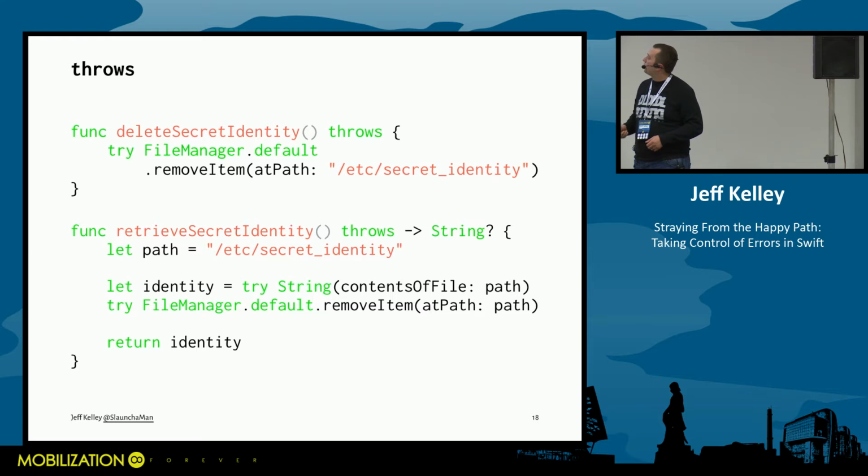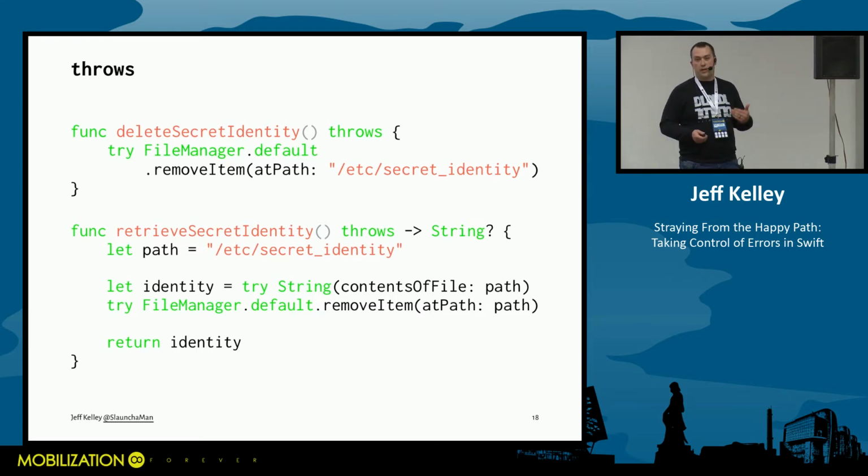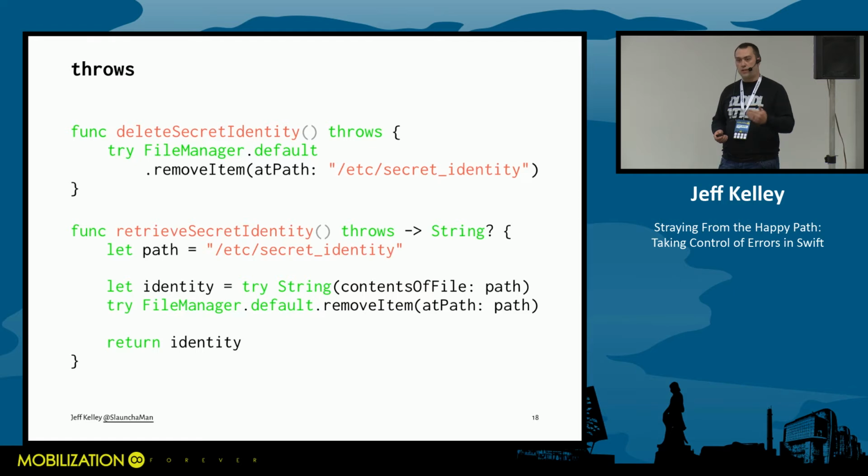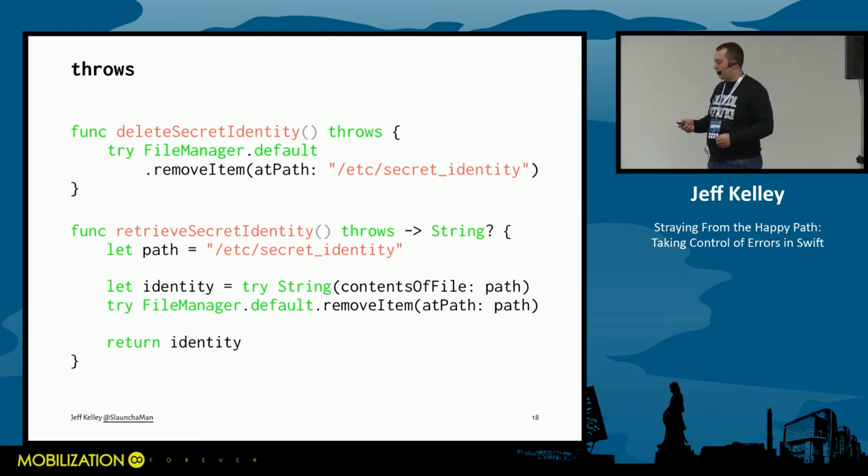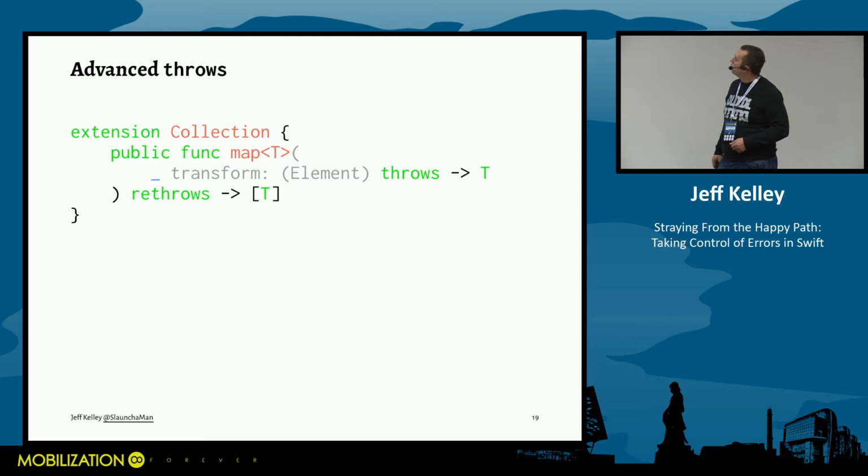And you can chain these too. So if you have two or three things in a method that could all potentially throw an error, you can just call try on each of them. And then the first time you get an error, it'll send it to the caller. And there's some advanced stuff you can do too.